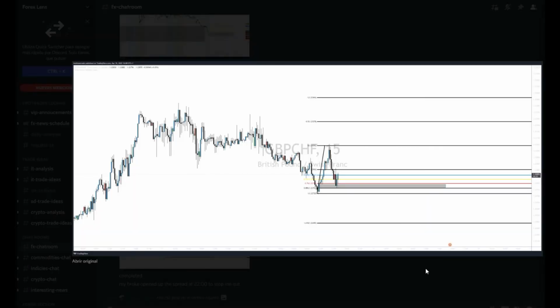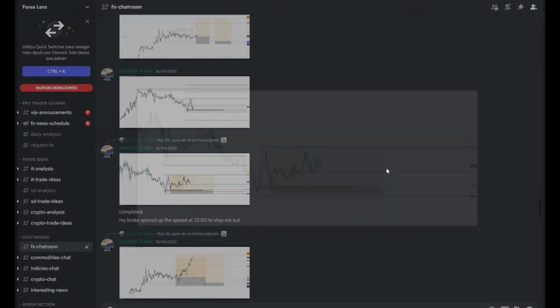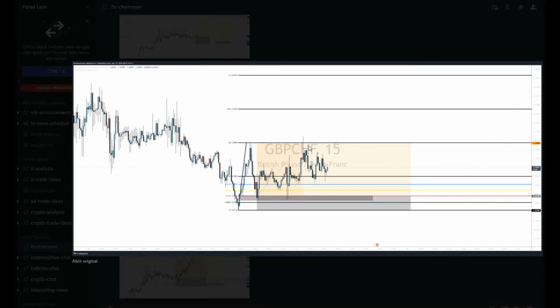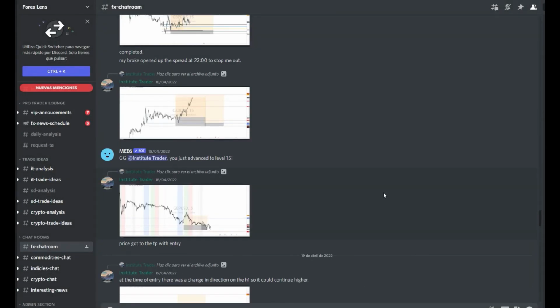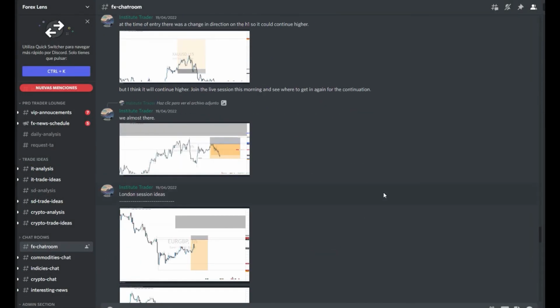There were also important trades shared in our Discord. For instance, this pound Swiss franc. It was a buy signal in the 15-minute time frame, as you can see here, and it also smashed our take profit very fast. As you can see, this wick took our take profit. There was also another trade in supply and demand. I'll show you that one right now.